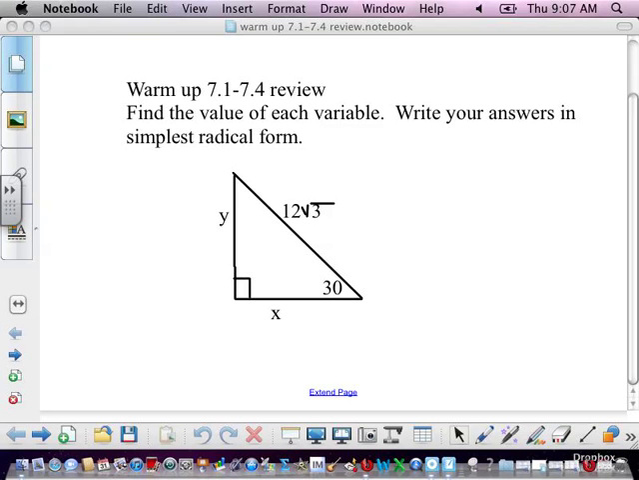All right, ladies and gentlemen, I know this is a little different because I am recording the warm-up. And after the warm-up, I'm going to go over the highlights of the calculator activity. All right, we're going to find the value of each variable and write our answer in simplified radical form.